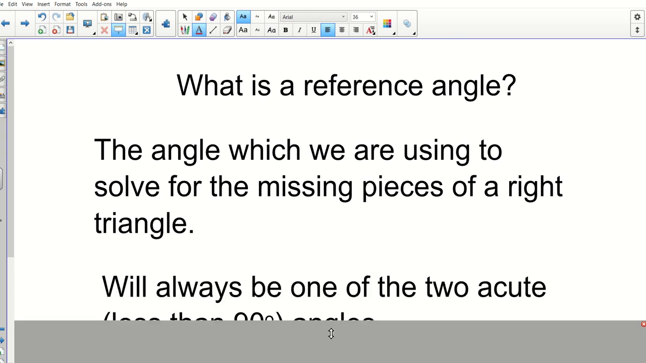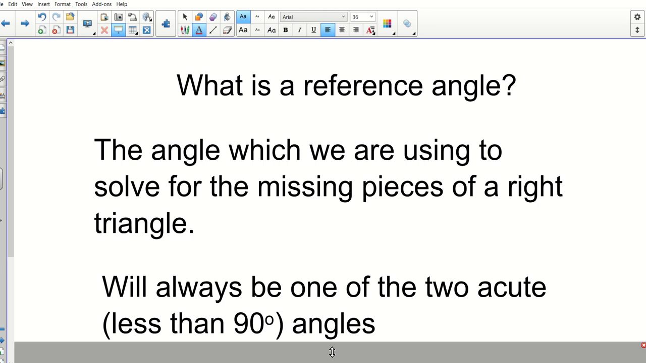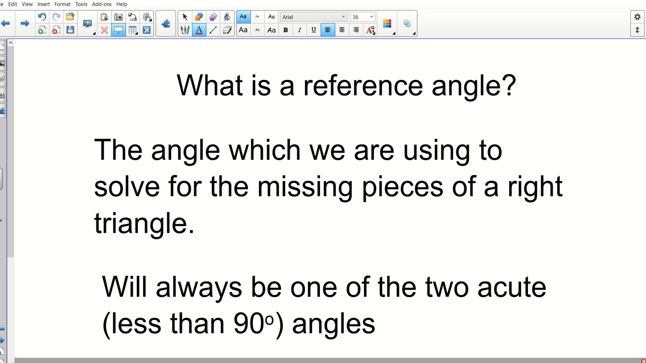And when I say two angles, I'm referring to one of the two acute angles, the angles that are less than 90 degrees, that are in the right triangle. Obviously, one of them is going to be 90 degrees. The reference angle will be one of the two acute angles. And again, that'll either be given to you, or you can determine the missing angle, or you'll have all three angles. But determining which angle you're going to use as your reference angle will be very significant as we go forward.